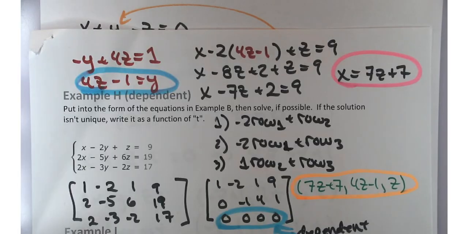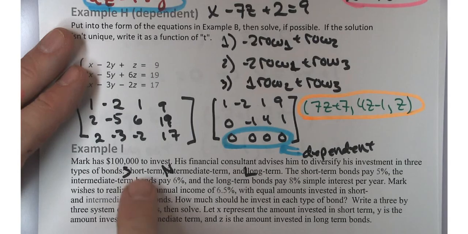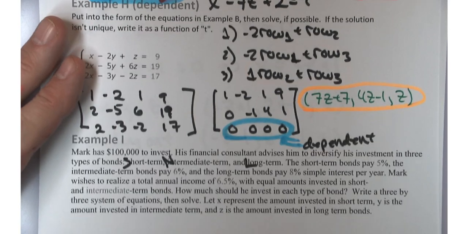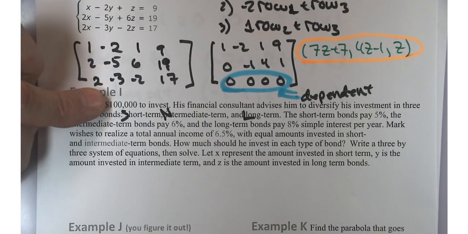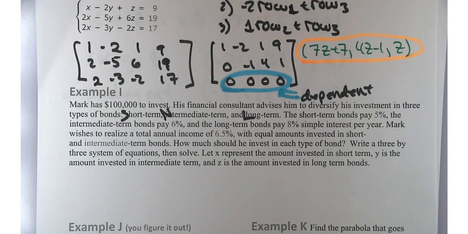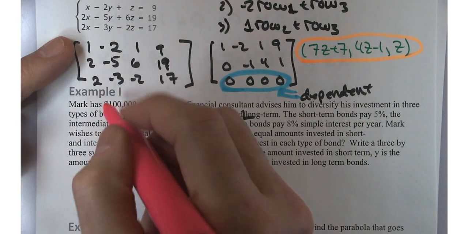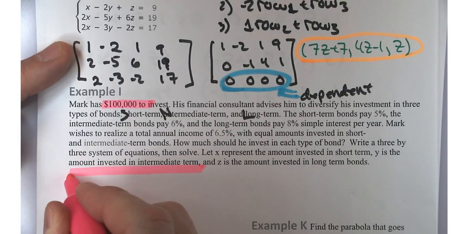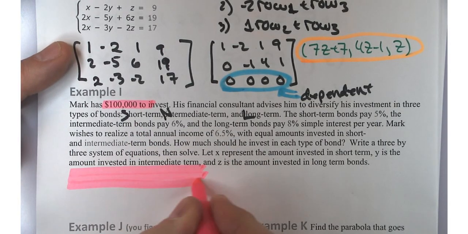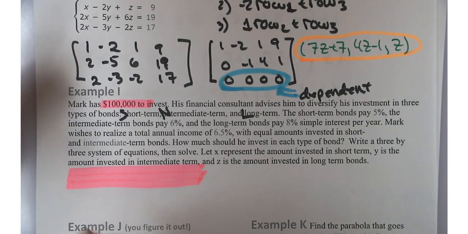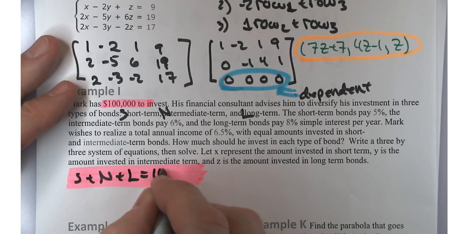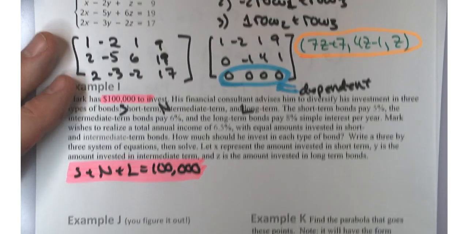So in this particular example, our 3 unknowns are how much you're going to invest in short-term bonds, intermediate-term bonds, and long-term bonds. Well, that's answered right here. You've got $100,000 to invest. So $100,000, that's going to be the total of your short term plus intermediate term plus long term is $100,000. So there's the first equation.